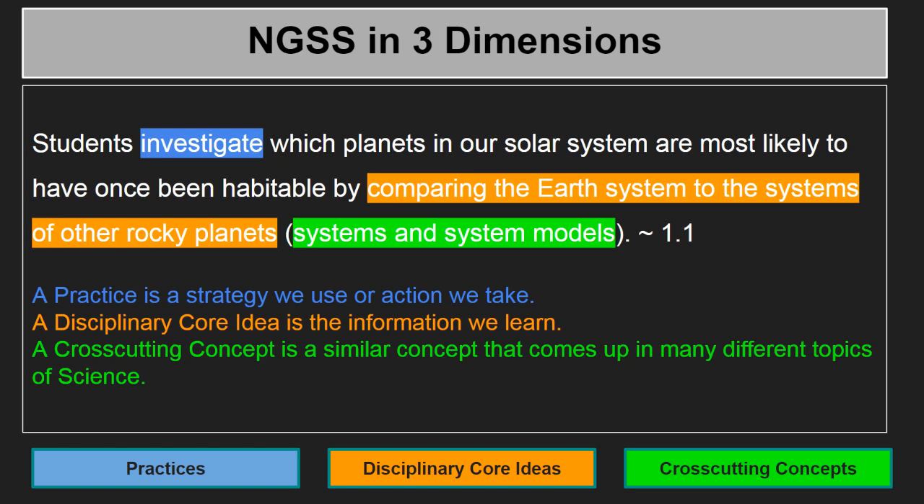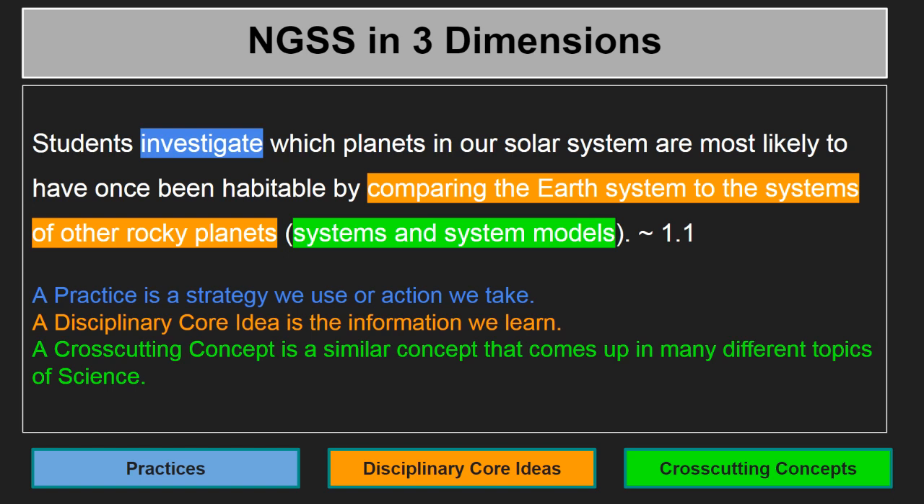I have them color-coded to help identify the practices and the disciplinary core ideas and the cross-cutting concepts. So students in Lesson 1.1 will investigate which planets in our solar system are most likely to have once been habitable by comparing the Earth system to the systems of other rocky planets, which includes the cross-cutting concept, systems and system models, and that is Lesson 1.1.